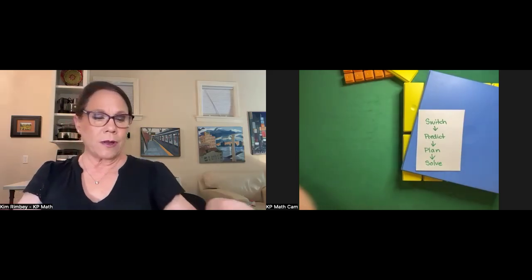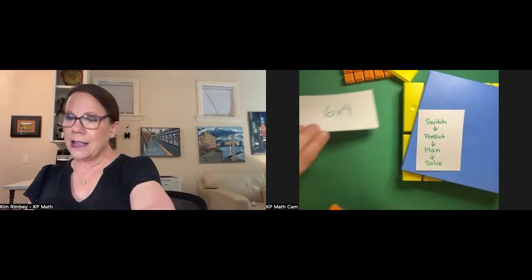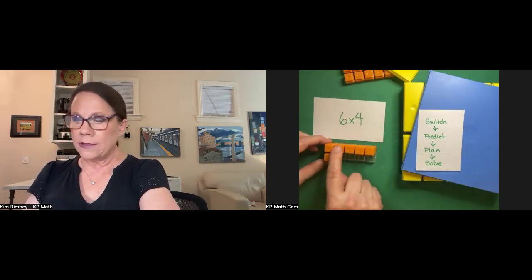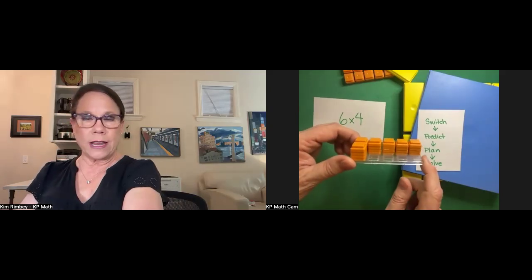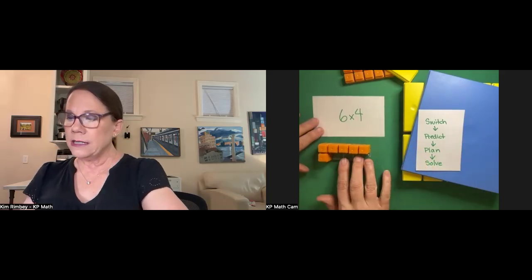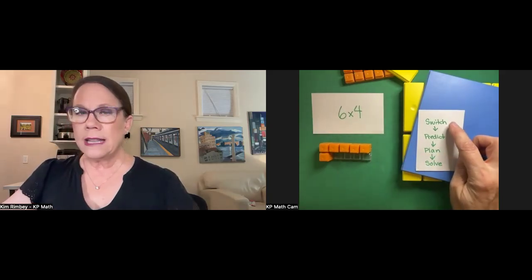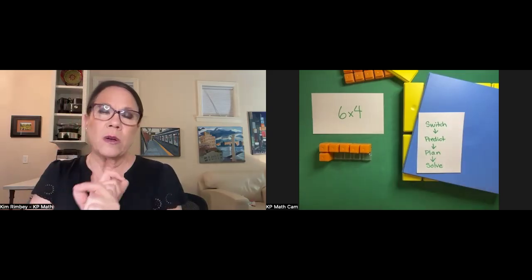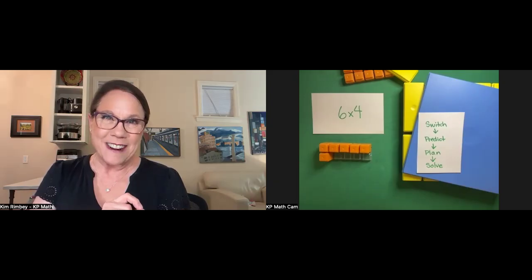So let's think about another one. Let's switch into multiplication. Let's say we're thinking about 6 times 4. So here would be 6 times 4, right? We have 6 stacks and there's 4 in each stack. So here's 6 times 4. The first thing I want the kids to think about is, do I want to switch? Do I want to think about 6 times 4 or do I want to think about 4 times 6, right?